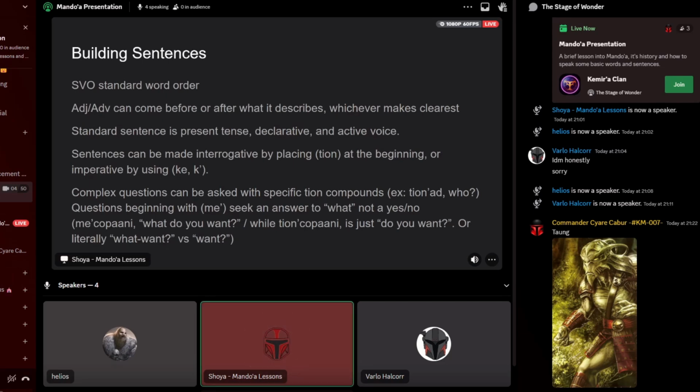It doesn't really matter. The only time it might be confusing is if you have two things that are on either side of the adjective or adverb that could both logically take the adjective or adverb. So whenever that happens, it's best to put it on the other side to avoid that.